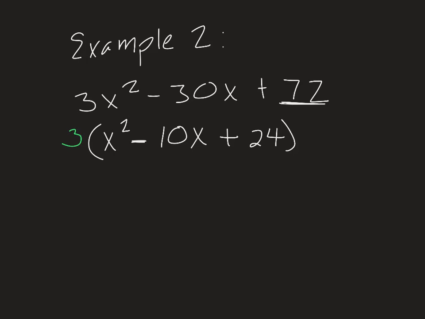So now that I've factored out that greatest common factor, I now have a quadratic trinomial where a is equal to 1. So that means I can use my table method. So I'm trying to figure out what can I multiply to get c. So what can I multiply to get 24 that I can add together to get b.